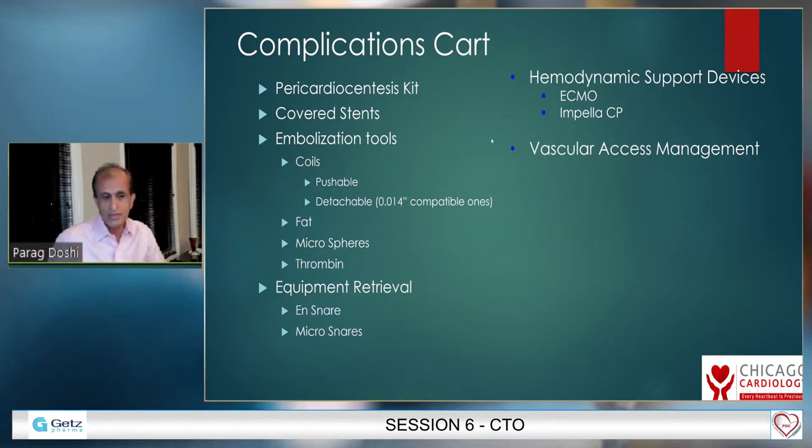You need to have retrieval tools such as an EN snare or micro snares, and hemodynamic support devices at the minimum, a balloon pump. If you have an advanced lab, then Impella or ECMO can sometimes get the patient out of trouble. And then, of course, vascular access management. If you have a rupture of the iliac artery or femoral artery, you need larger balloons, etc.